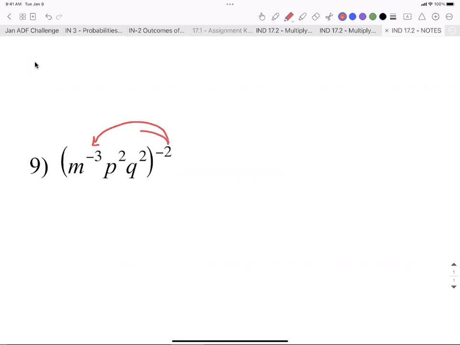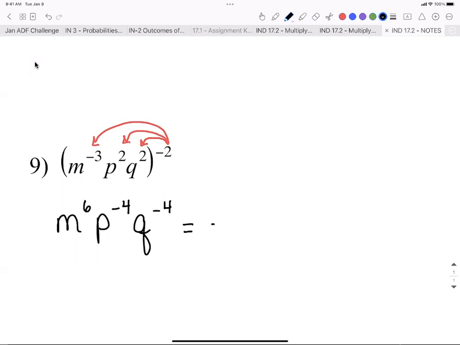Okay, so step by step, one at a time, we are going to distribute the -2 to the m, to the p, and to the q. So one at a time, my base of m, I'm going to mess with it first. And -3 times -2. Use your properties of multiplication here. A negative times a negative goes positive, so it is +6. Then go to your p. 2 times -2 is -4. Then go to your q. 2 times -2, I'm multiplying the powers here. Remember, a power times a power. So 2 times -2 is -4.